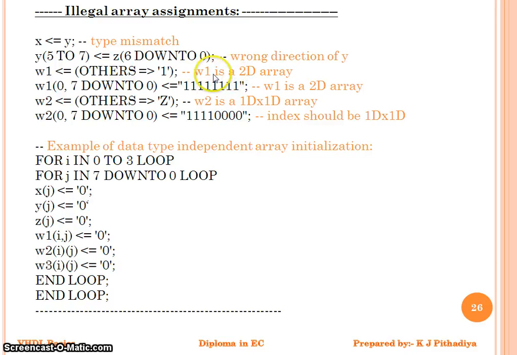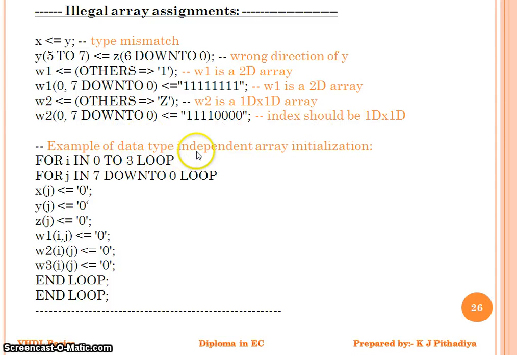In the other one, w1 is a 2D array, we cannot define it like this. Again, w1 is a 2D array, we cannot use this vector. Again, w2 is 1D cross 1D, we should use two separate parentheses for that, and the index should be matched within this w2.